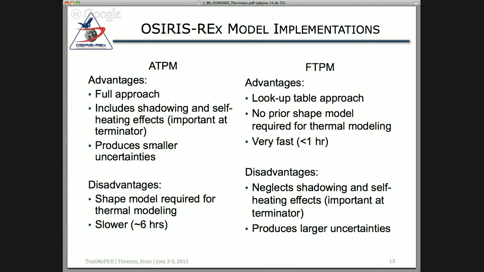So the FTPM, Fast Thermophysical Model, is basically a lookup table approach where we don't need to know the shape model before modeling, and it will be much faster than the ATPM. But it comes with the disadvantage that it neglects the shattering and self-heating that are incorporated into the ATPM, and would therefore produce larger uncertainties.